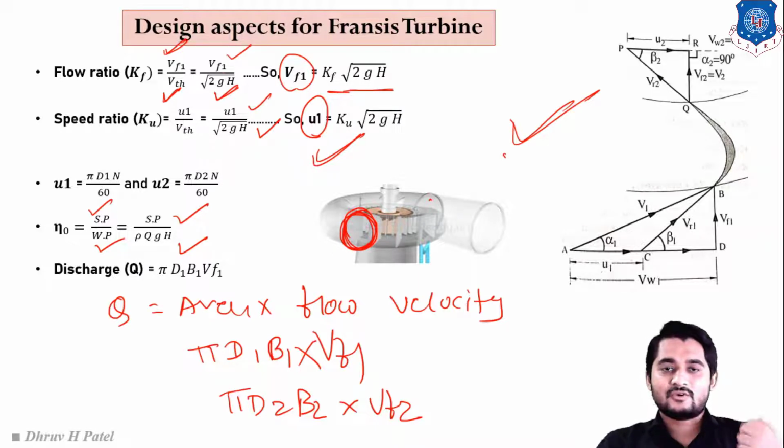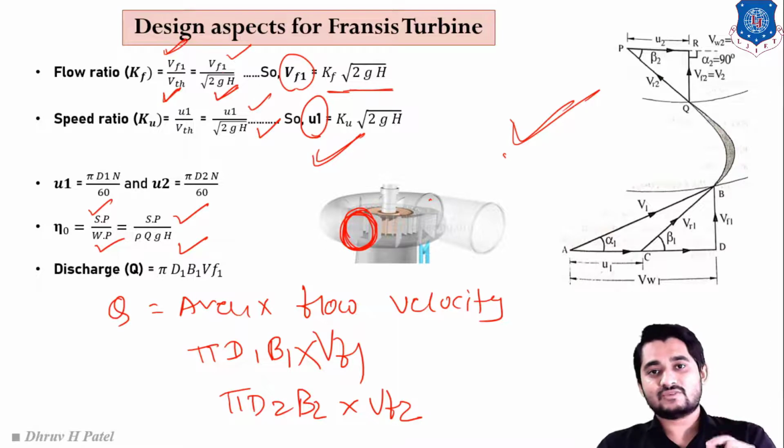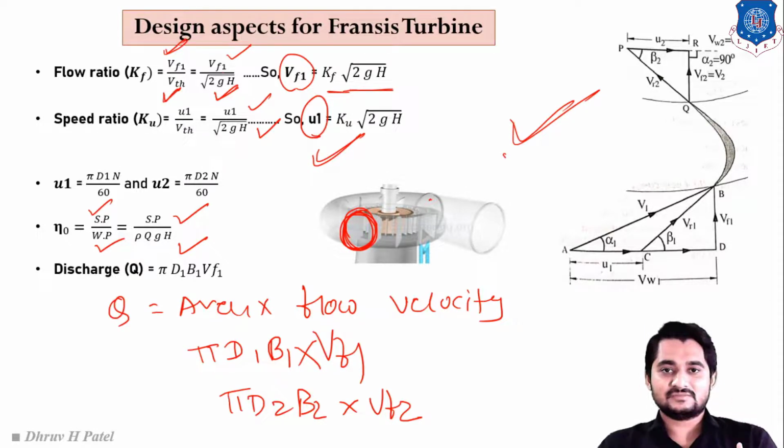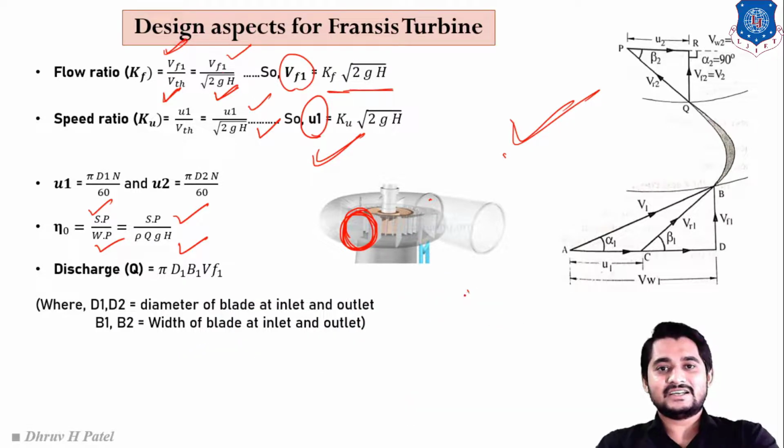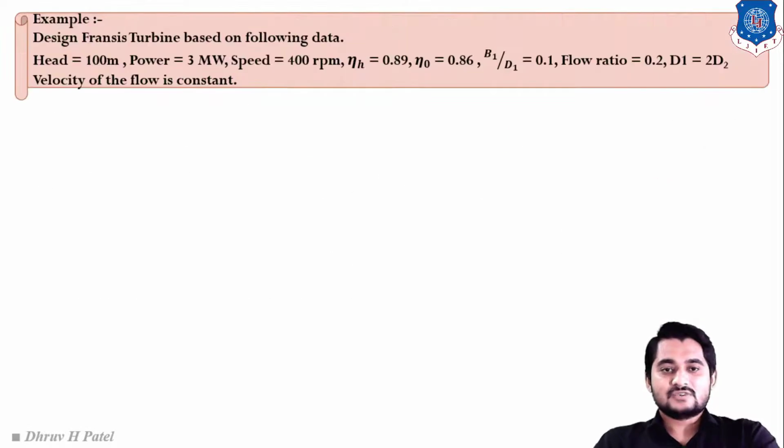Remember students, for the Pelton wheel turbine, we have to take discharge is equal to pi by 4 D square into velocity of jet V1. But in this equation, we have to take discharge is equal to area pi D B1 into velocity of flow VF1. Clear students? Where D1 and D2 are inlet and outlet diameter and B1 and B2 are width at inlet and outlet. Clear?